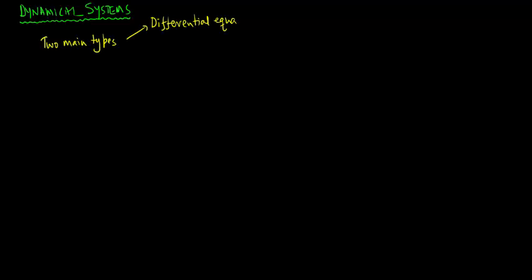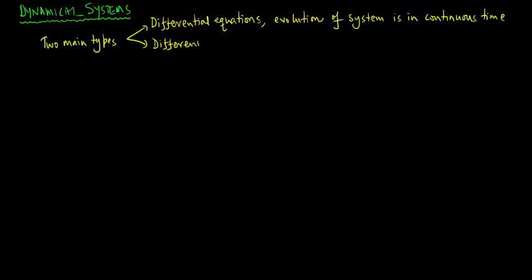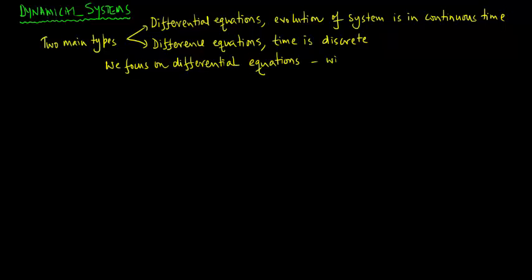Now we start talking about dynamical systems. There are two main types of dynamical systems. One is differential equations, where the evolution of the system happens in continuous time. The other variant is difference equations, where time is discrete. We focus on differential equations as these are widely used in science and in engineering.